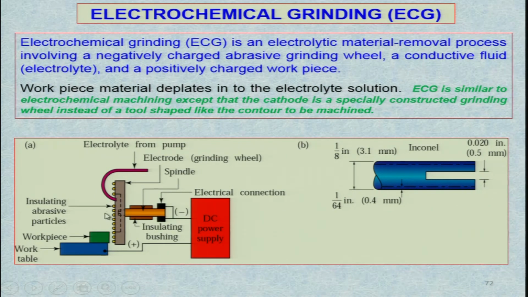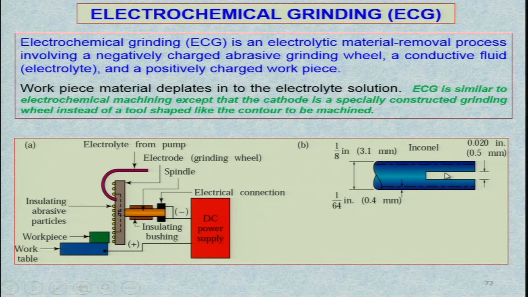So, that will be coming here between the tool or the grinding wheel and the workpiece surface, and this is the DC power supply. As I have mentioned to you earlier also, normally in ECM and ECG DC power supply is used, but people have found that pulse DC power supply can also be used, and it is quite useful.